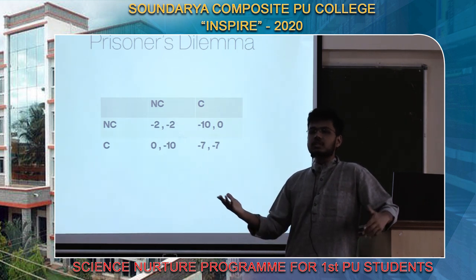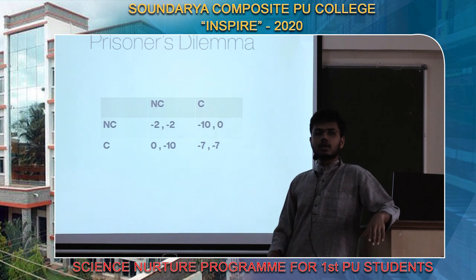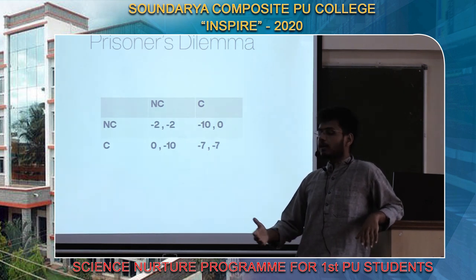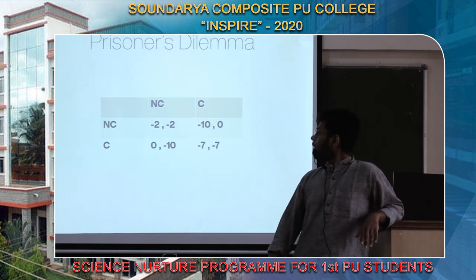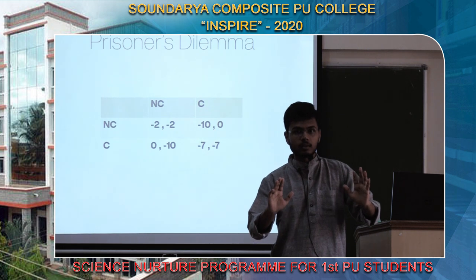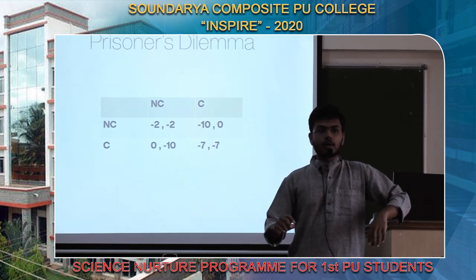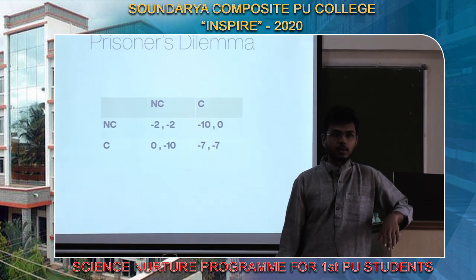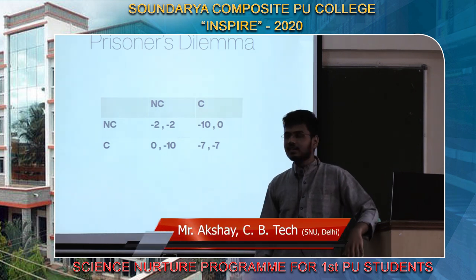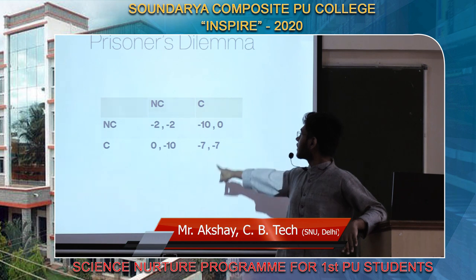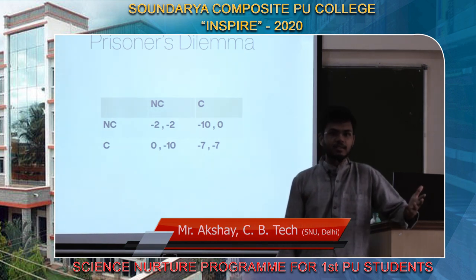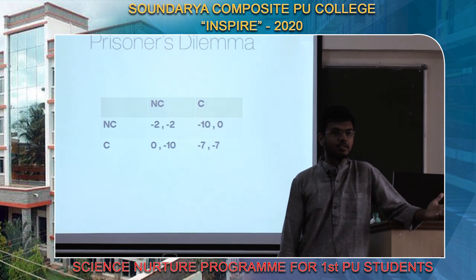But the courts want a confession, sorry. So what you do is you confess. Tell us that you have done the robbery. We will provide you leniency. You can go home. No problem. We will put the other guy behind bars for 10 years. Because he didn't confess, right? He's not your friend, man. Go on. Think rationally for yourself.